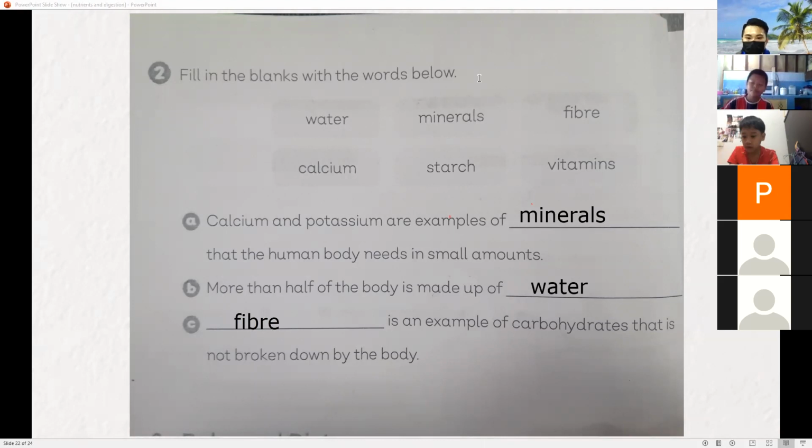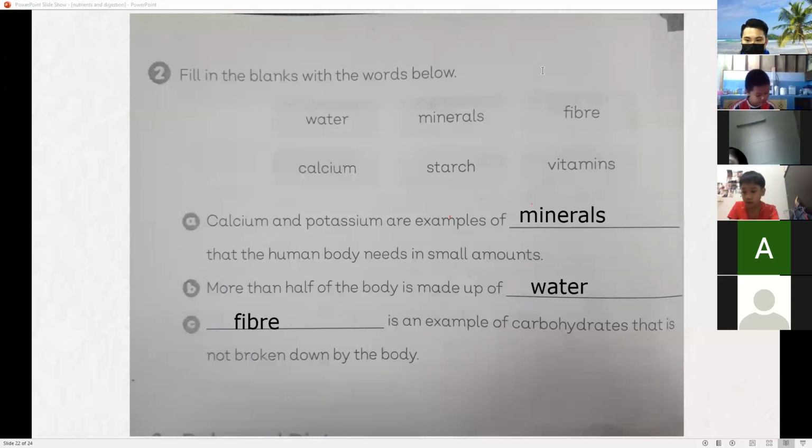Okay. Finish. Yes. Okay. What is that? Okay. Next.